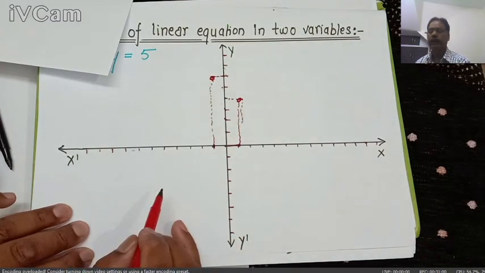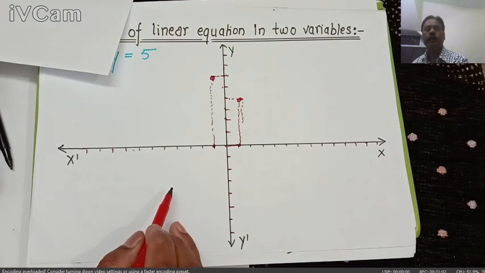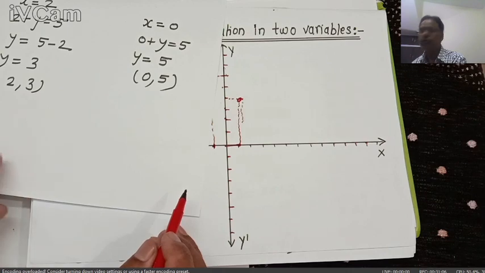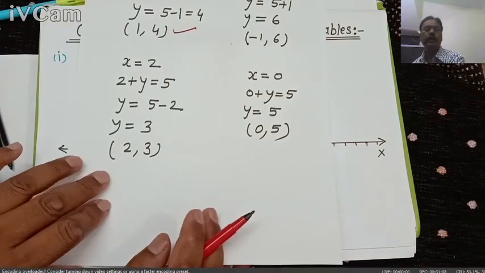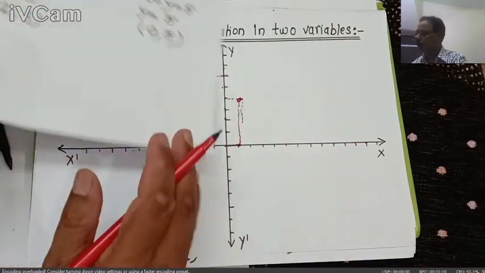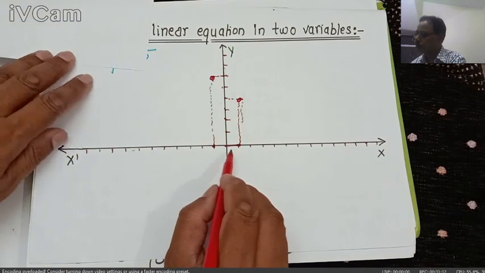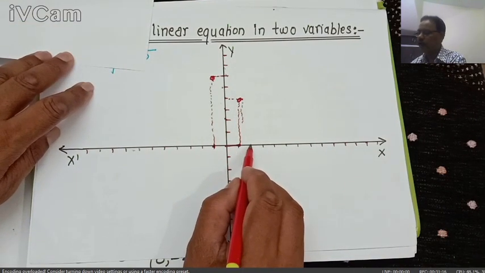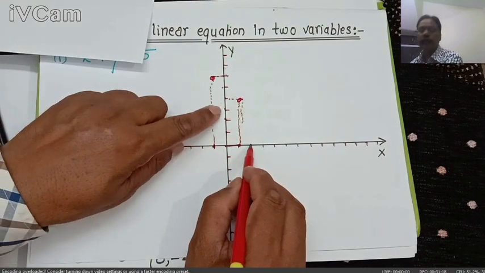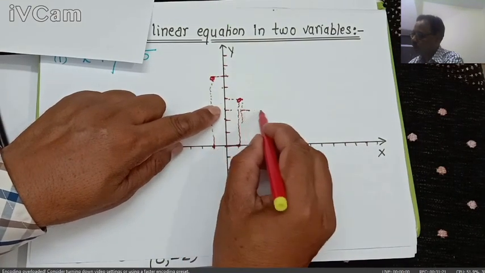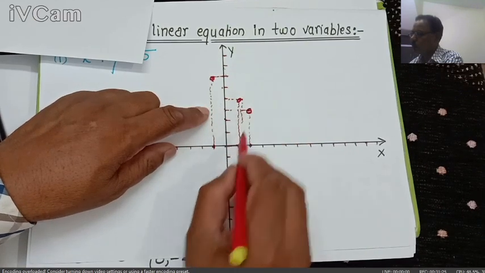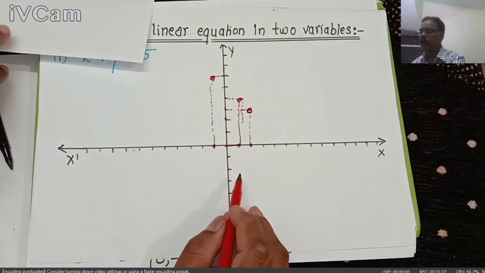We have got the point. Understand? Now the next solution is 2, 3. We are going to plot 2, 3: 2 on the x-axis positive side, 1, 2 and 3 on the y-axis. So let us come to it. This is 2, 3.